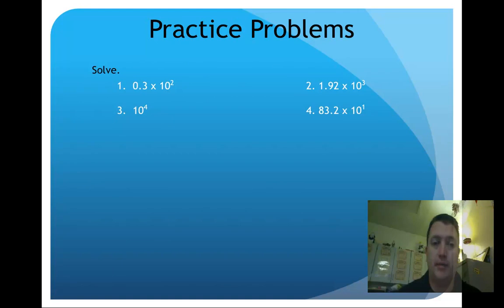Here are your practice problems. So I need you to solve these 4 problems. You'll notice this one here is just answer. All I'm looking for on this one is what is the answer to 10 to the fourth power. So if you're not sure, you can go back and look at what 10 to the first, 10 to the second, 10 to the third is, and I'm sure you'll be able to figure out what 10 to the fourth is.